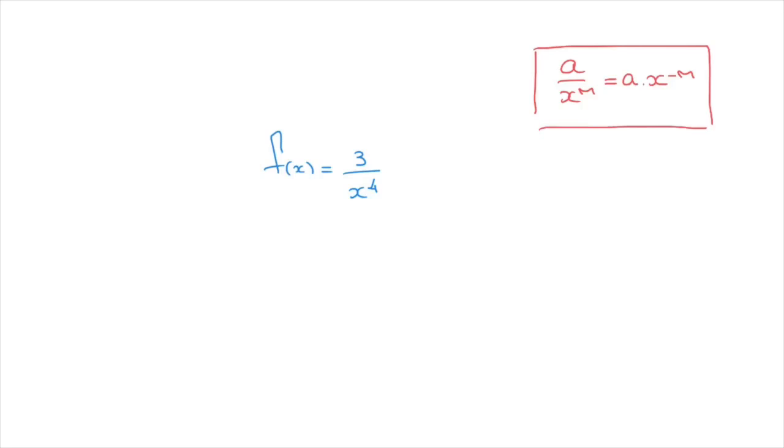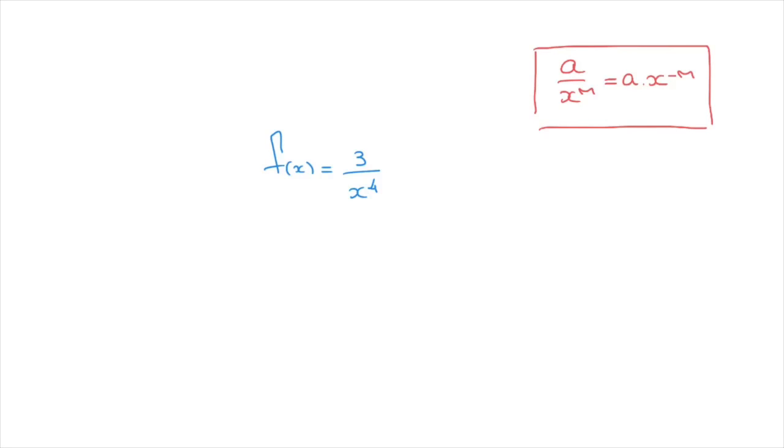The power rule for differentiation also allows us to differentiate any function looking like this: f of x equals 3 over x to the power of 4. That's a function which has a simple power of x on the denominator. And the way we use the power rule here is by remembering an important result from algebra. And that's the following. A over x to the power m is equal to a times x to the power of negative m. Now, if you hadn't seen that result before, do make a note of it now.